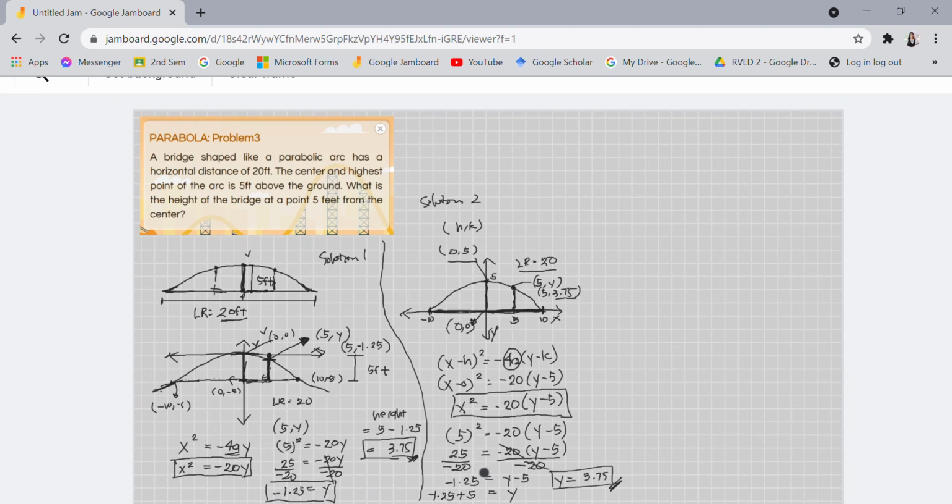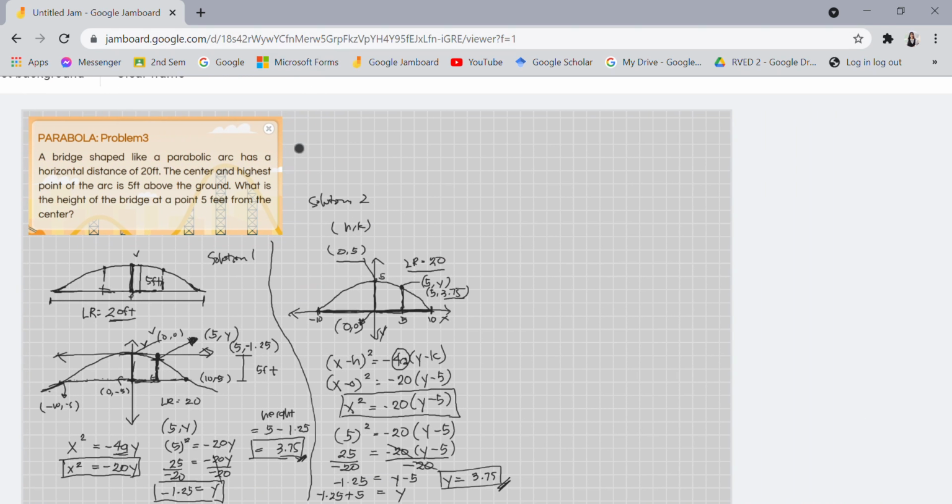So, to answer the problem, we have the height of the bridge at a point 5 feet from the center is 3.75 feet. Okay? This is now our final answer.